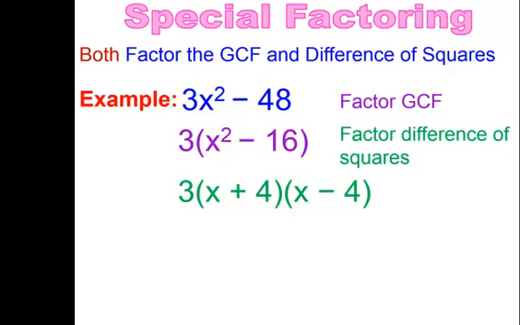When you have something that might look like the difference of two squares, but the two terms aren't perfect squares, you might need to factor out the greatest common factor first, and then factor the difference of two squares. But it's very important that if you have a GCF, in your final answer, you put the GCF in the factored form. Don't lose the GCF.